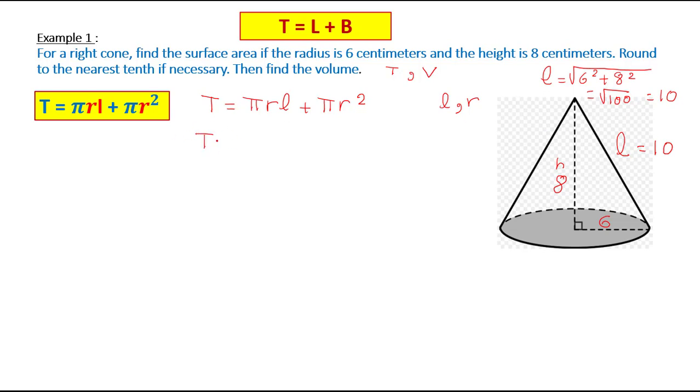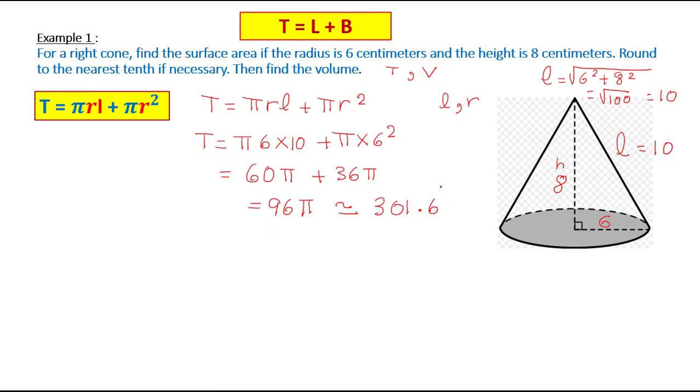So the total surface area is equal to pi multiplied by 6 multiplied by 10, which is the slant height or the lateral height, plus pi multiplied by 6 squared. This is equal to 60 pi plus 36 pi, which is equal to 96 pi, or if you want it in decimal, it is equal to 301.6. This is area, so it is centimeter square.